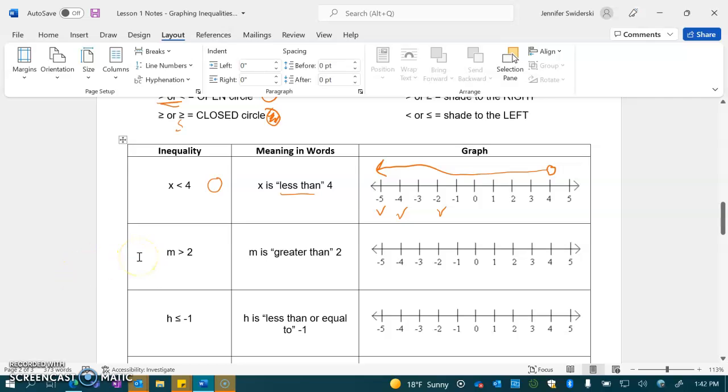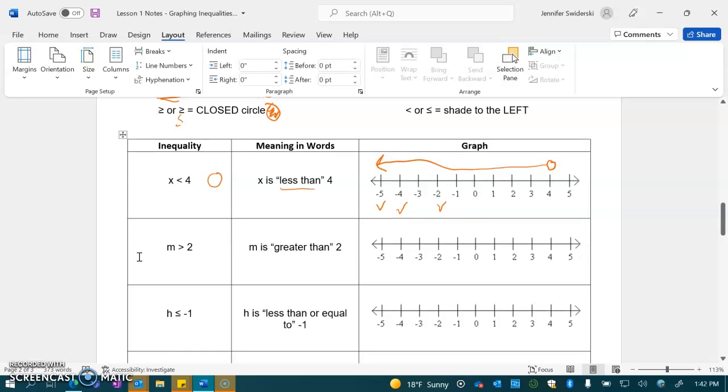For number 2, it says m is greater than 2. Well, I'm going to go to 2. I know my circle is open because it does not include that or equal to sign. And it's saying greater than 2, so any number greater than 2 would make this statement work.